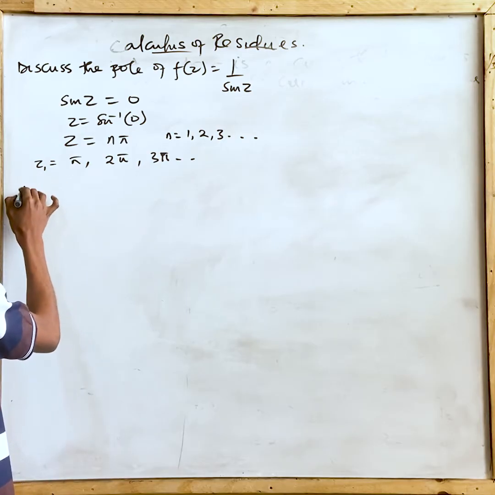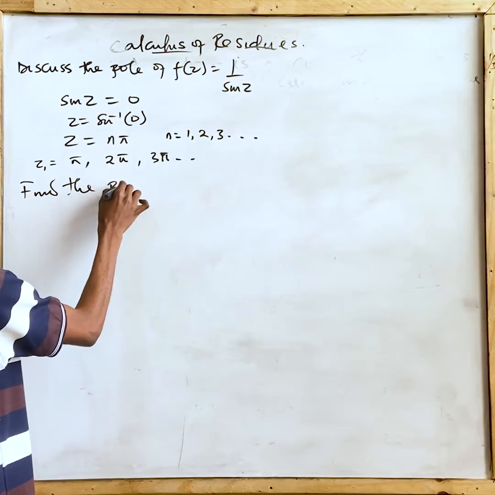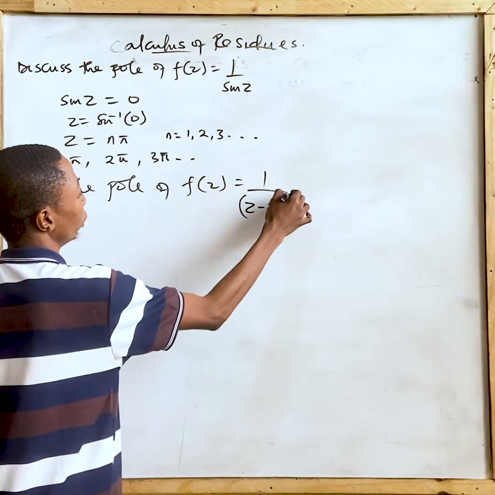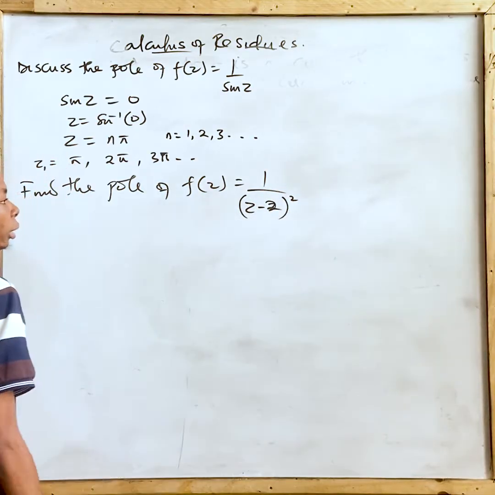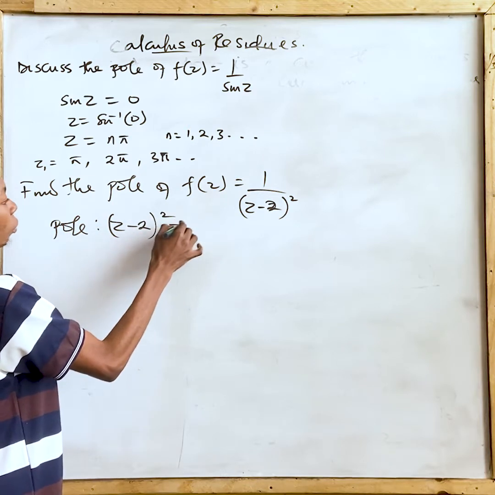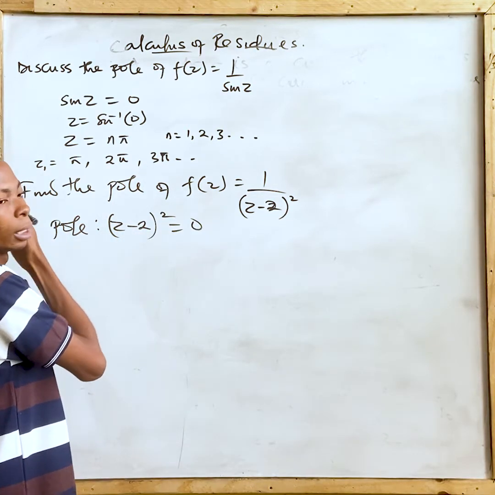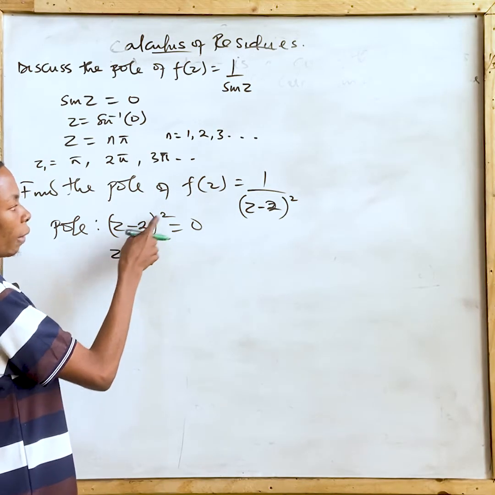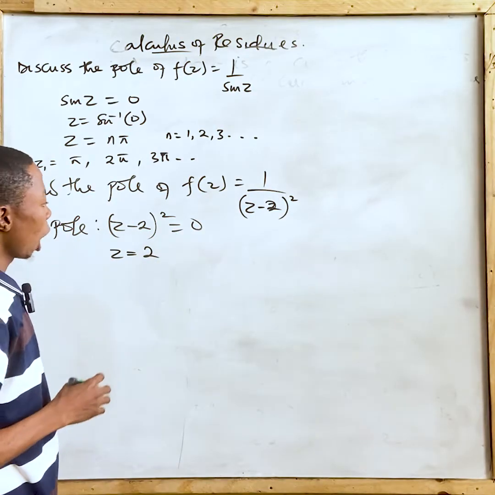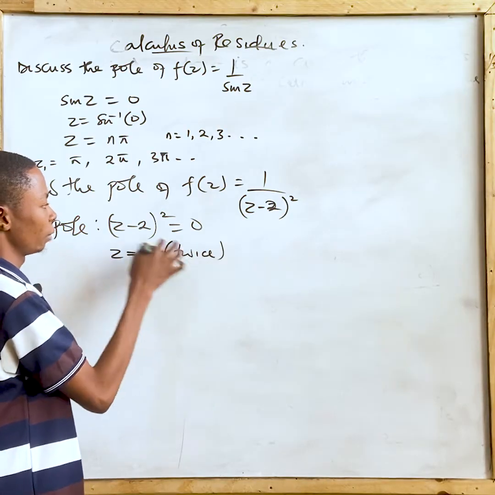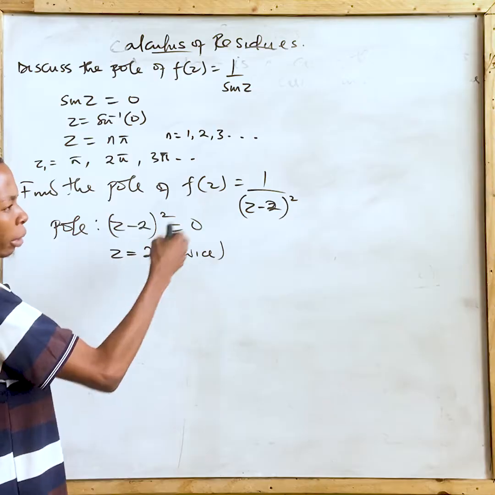Now, if I want to find the pole of f(z) = 1/(z-2)², for example, the pole will be where (z-2)² equals 0. If I have (z-2)² equals 0, obviously z will be equal to what? It will be 2, because I take the square root of both sides. But how many 2s am I getting? This is (z-2) all squared, so this is z equals 2 twice, right? If you solve this, you get 2 in two places, like (z-2)(z-2).